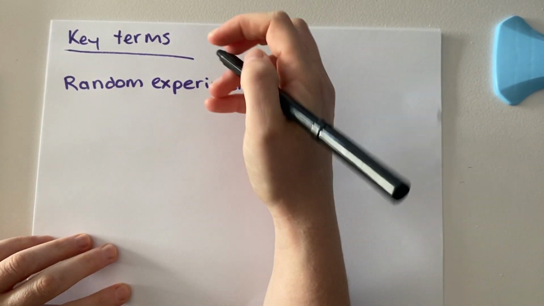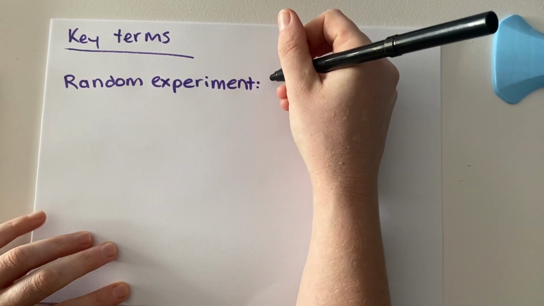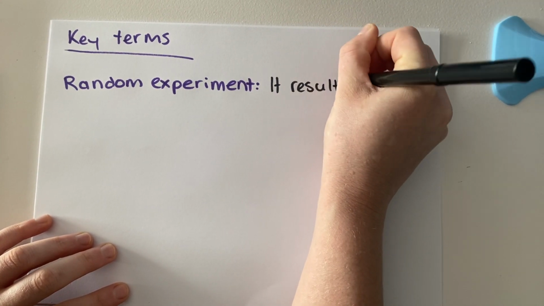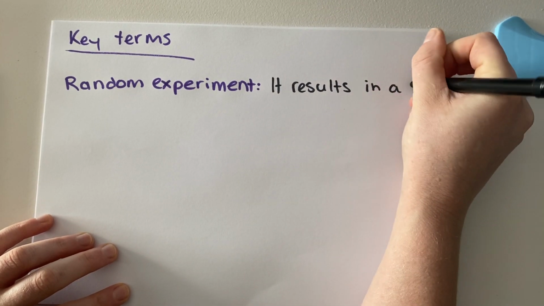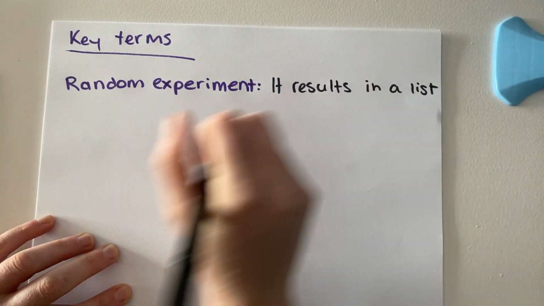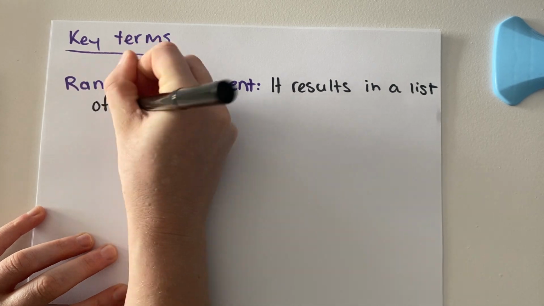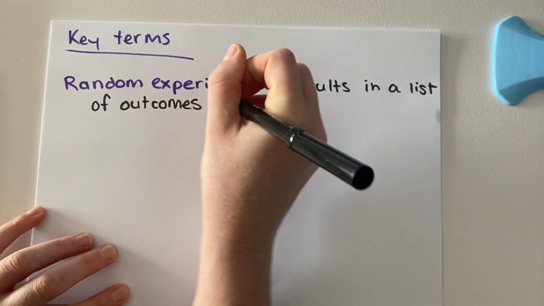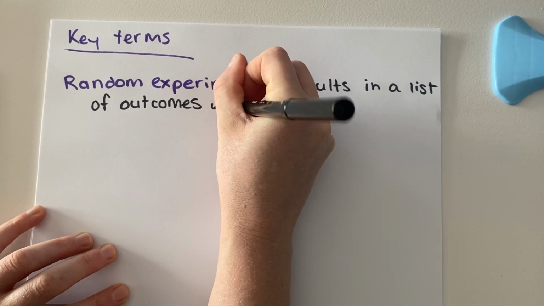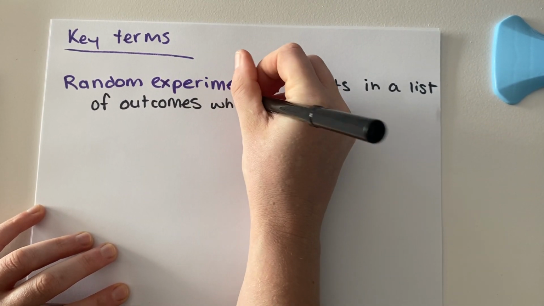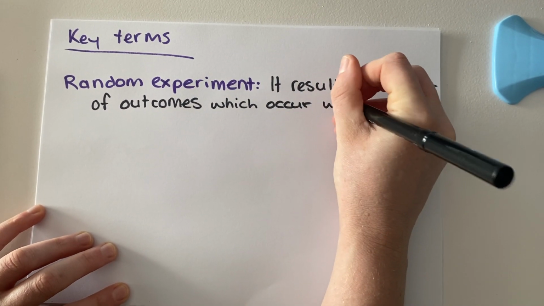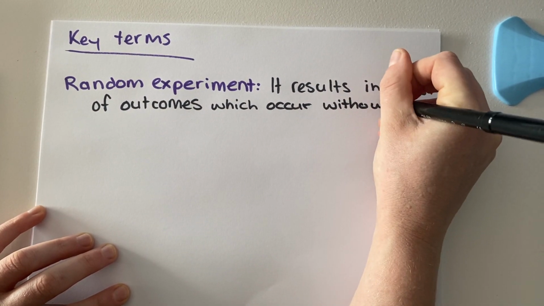So when we do a random experiment, it results in a list of outcomes which occur without interference.